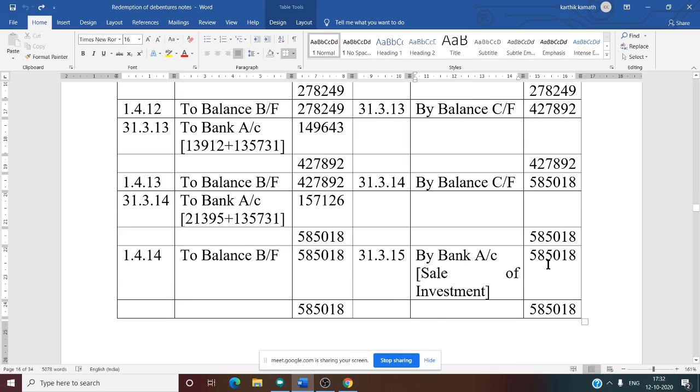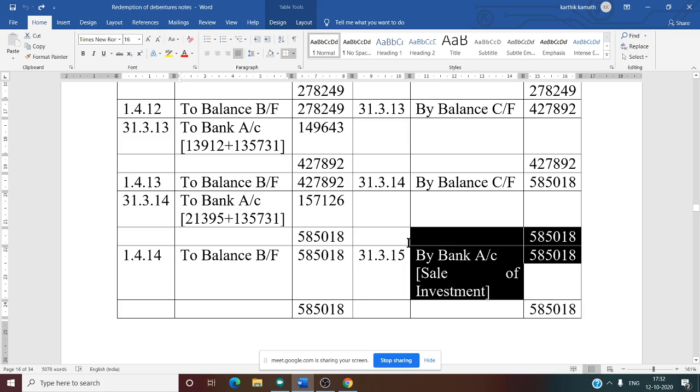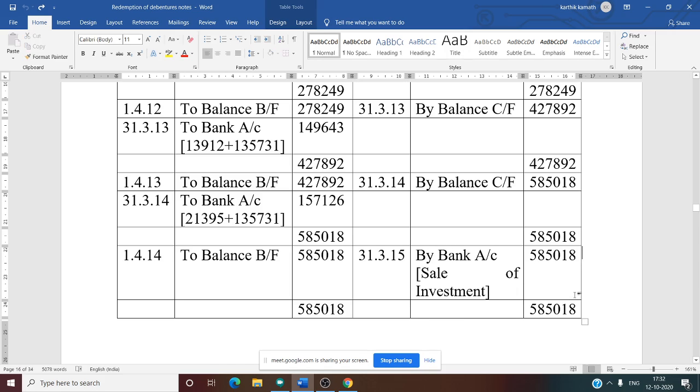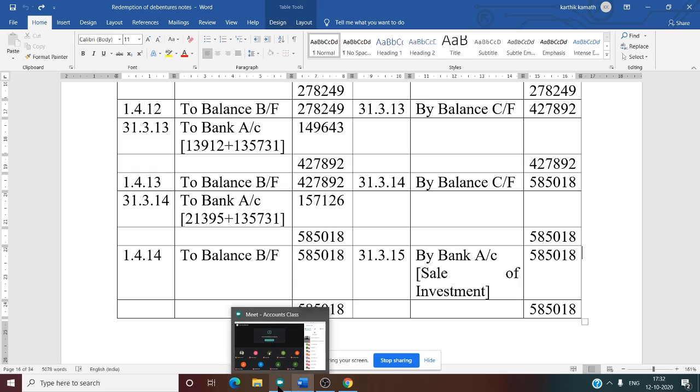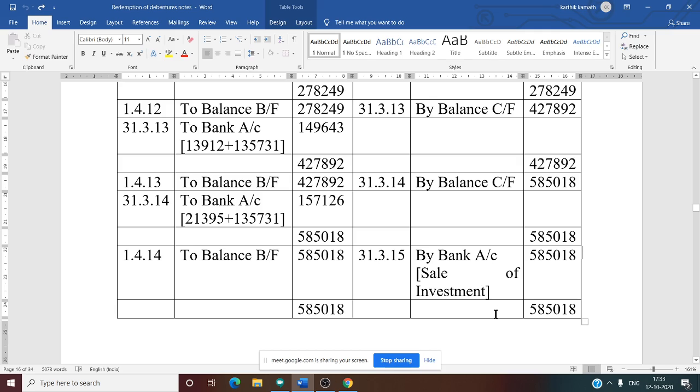At what rate are investments sold? At par value. The actual value is 5,85,018, and the same value is the sale value, 5,85,018. So the fifth year balance is also over, and we have closed the debenture redemption fund investment account. Since there is no profit and no loss, this is break even, as the actual value and sale value are the same. So there is no transfer entry which we need to write in the DRF account.